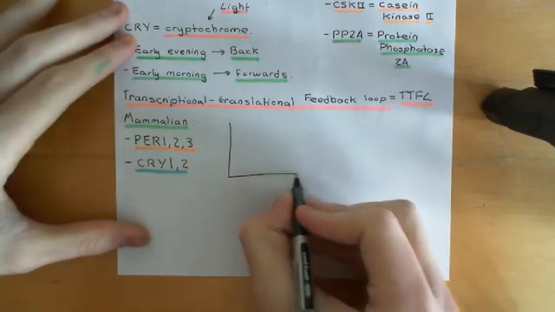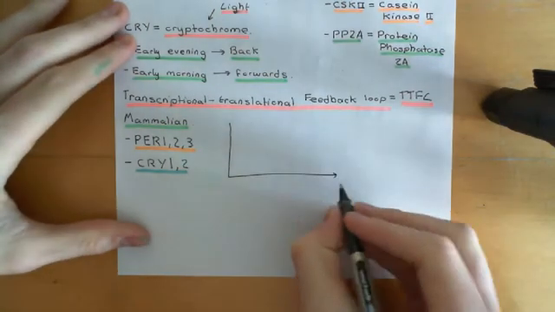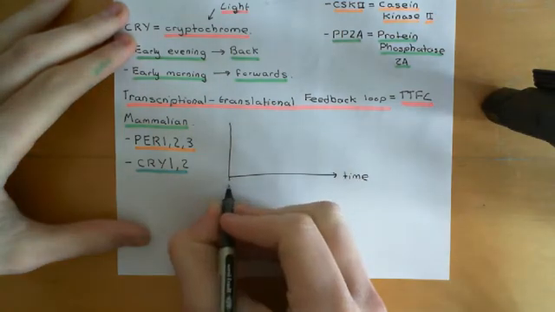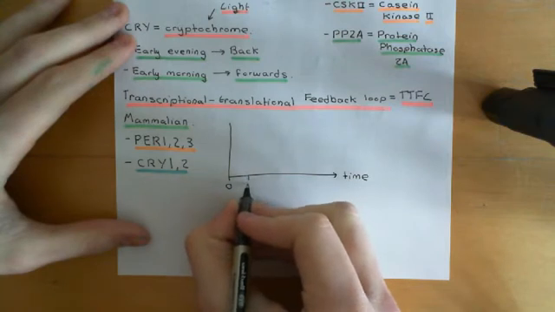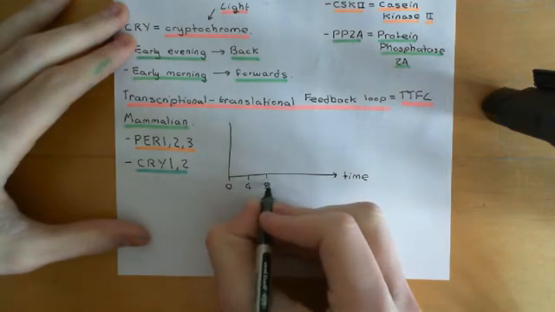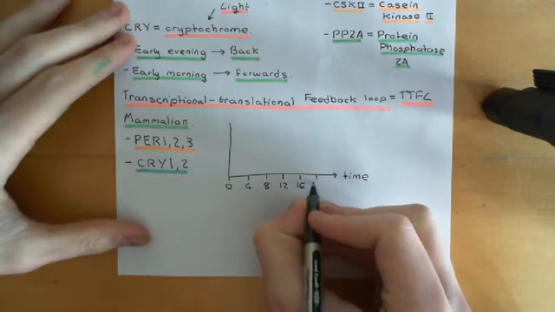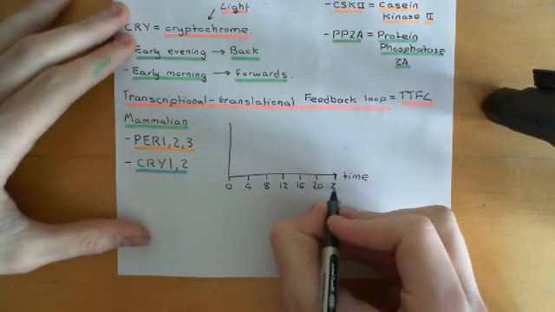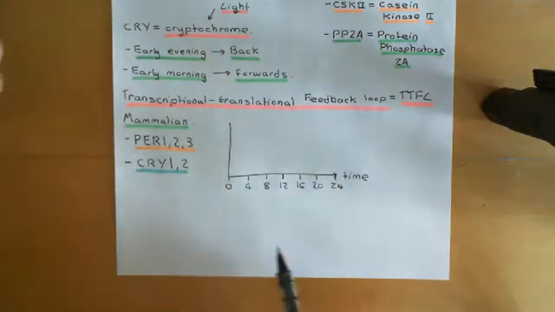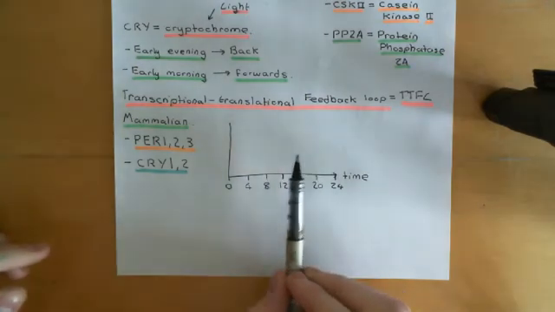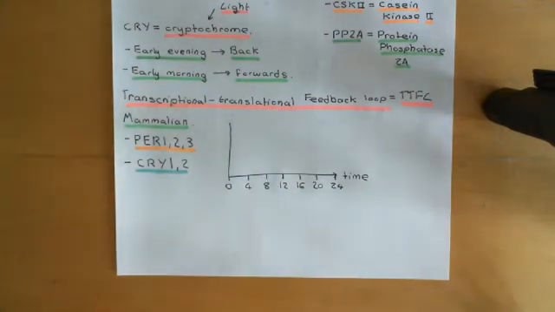Okay, so let me now draw you another one of these graphs where I'm going to show you how the levels of period and cryptochrome vary over 24 hours. So once again, on the x-axis we'll have time, and we'll have it going from 0, 4, 8, 12, 16, 20, and then 24. Okay, so there's a full day. Okay, and once again, we'll assume that light is roughly from around 8 o'clock to 8 o'clock in the evening. I know that's not quite exact, but that's roughly where light time is and where night time is.